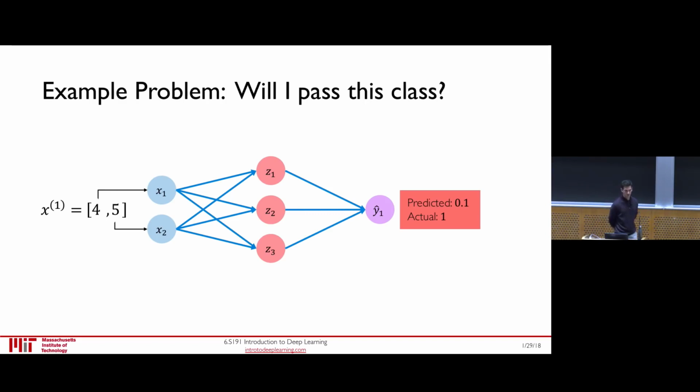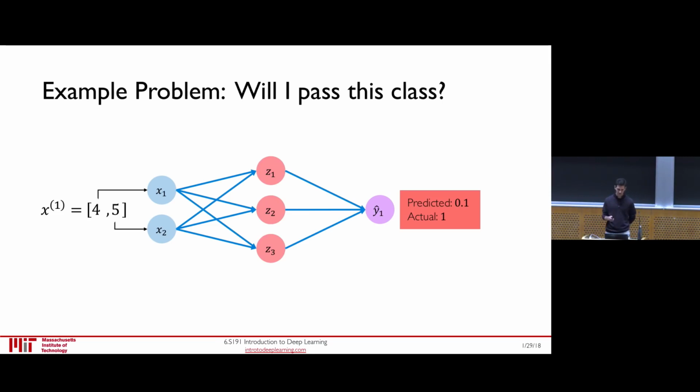Now, can anyone tell me why the neural network got this so wrong? Why did it do this? Any ideas? Exactly. So this network has never been trained. It's never seen any data. It's basically like a baby. It's never learned anything. So we can't expect it to solve a problem it knows nothing about.